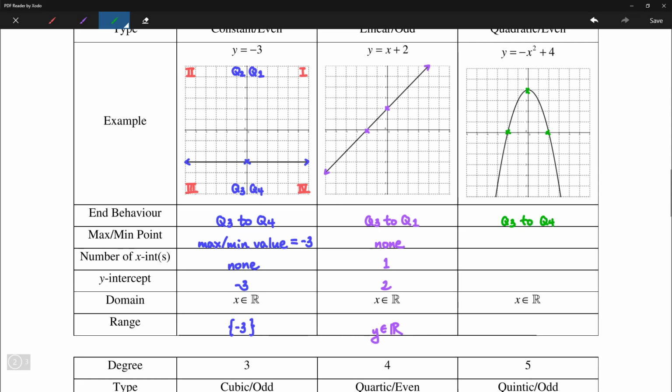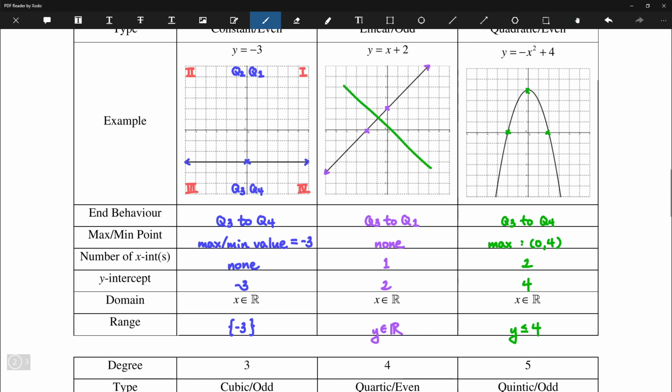The maximum point at 0, 4. 2 x-intercepts. Y-intercept is 4. And it has y is less than or equal to 4 as the range. Okay, that's better. So going back to what we were saying about the odd function, it will go diagonally across. So either 3 to 1 or 2 to 4 will be the end behavior.